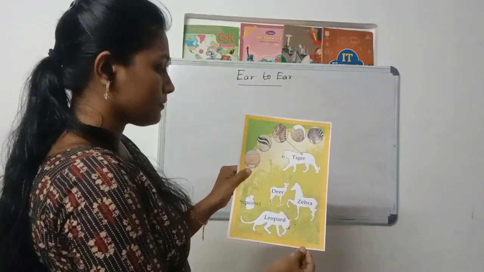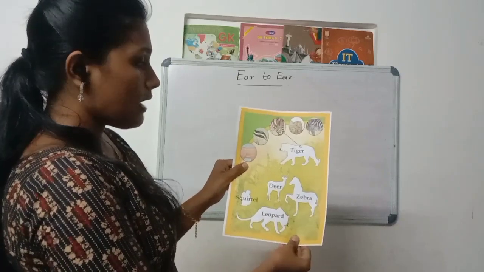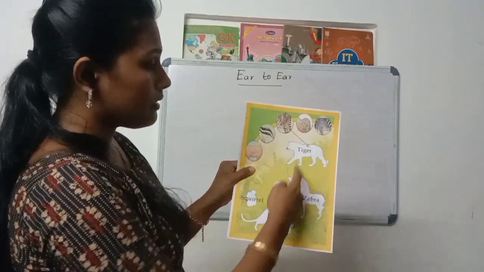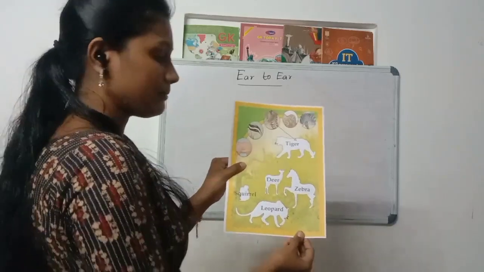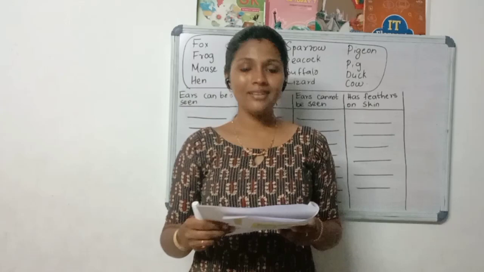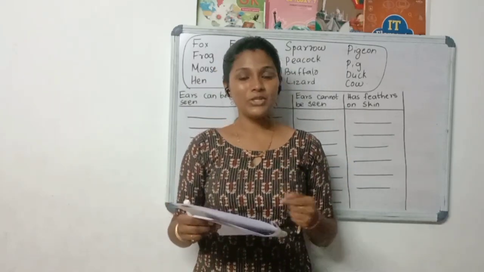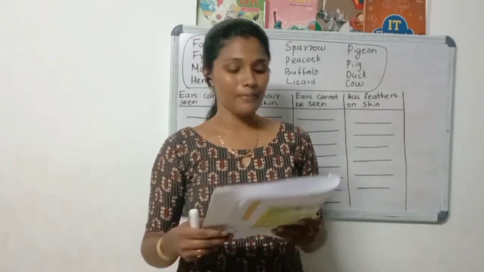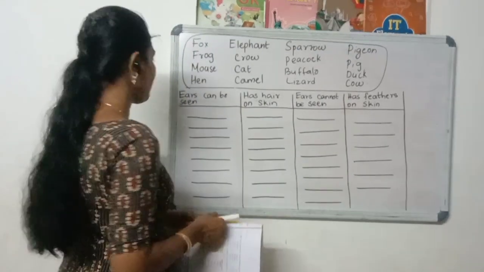For ease, I have given the names as homework. You can connect their skin type to their shadows correctly. Now, children, you can recognize animals and birds according to their ears and their feathers or hair on their body. Here is a table given for you to complete.